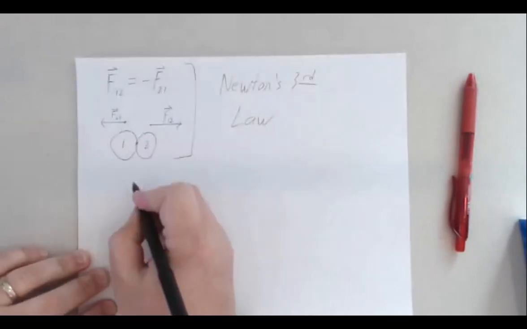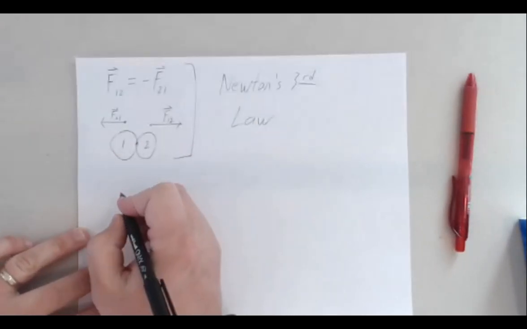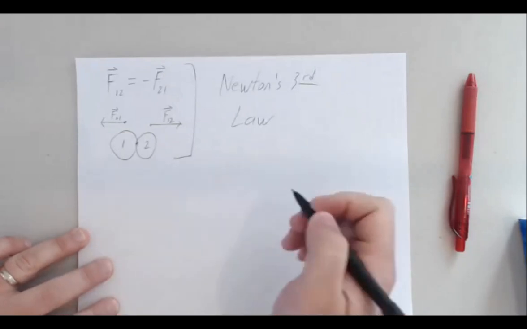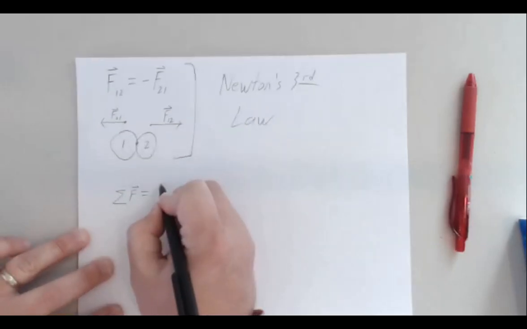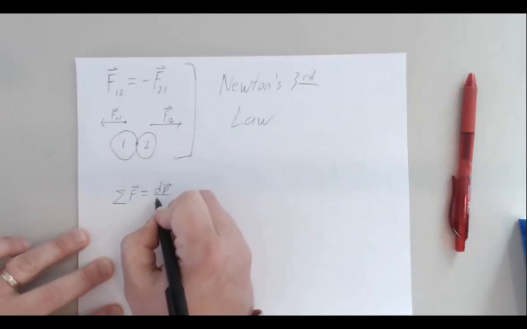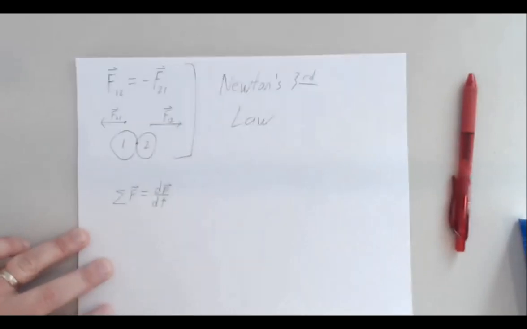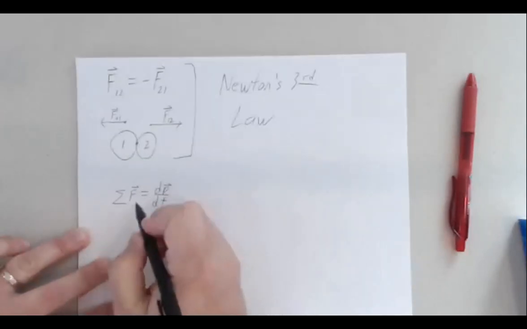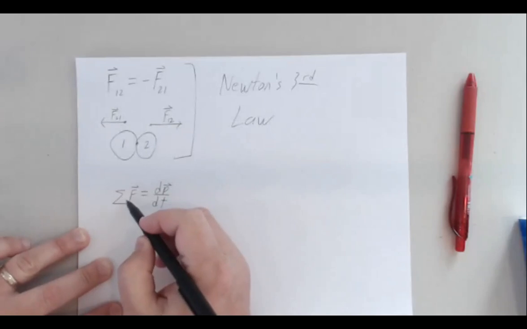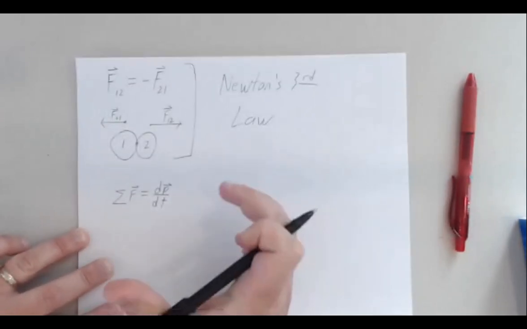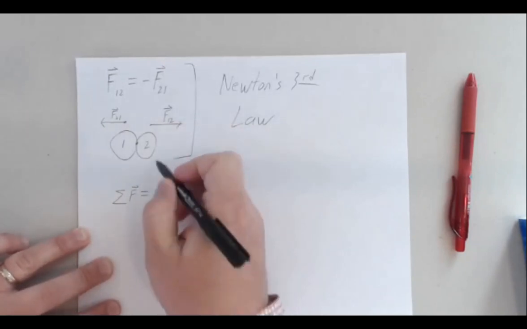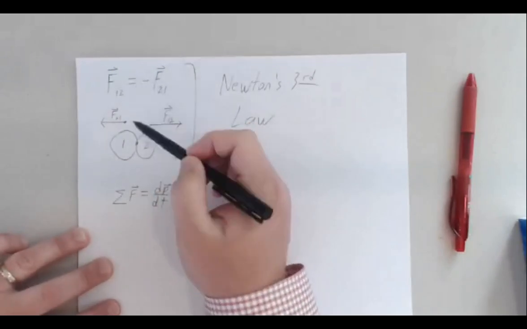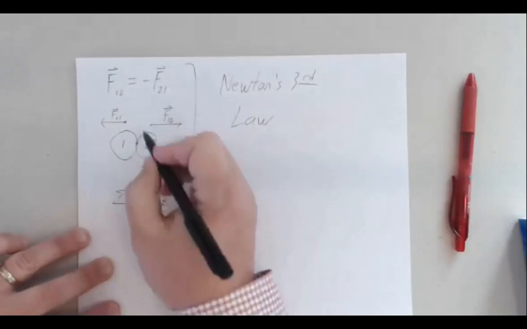Now, if we remember, last time we talked about how Newton actually wrote his second law. Newton wrote his second law as the sum of the forces on an object is equal to the time rate of change of the momentum of that object, okay? So for any object, if I apply a force to it, what that force does is it changes the momentum of the object. So I can examine this system in terms of the time rate of change of momentum.